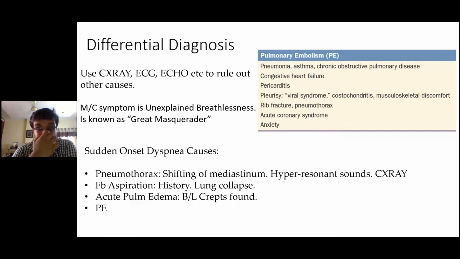So as explained earlier, pulmonary embolism is a great masquerader and the most common symptom is in fact unexplained breathlessness. ठीक है. तो इसमें differential diagnosis होते हैं and we use X-ray, ECG, echo to rule out other causes. ठीक है. So there are many differential diagnoses possible: pneumonia, asthma, COPD, CHF, pericarditis, pleurisy, pneumothorax, acute coronary syndrome, and even anxiety. Anxiety is a very important DD in our emergencies for pulmonary embolism.